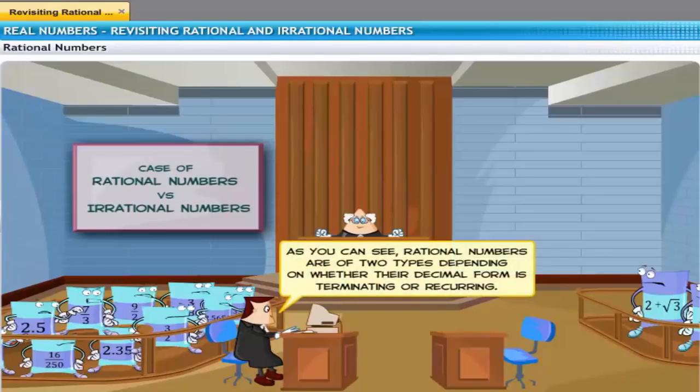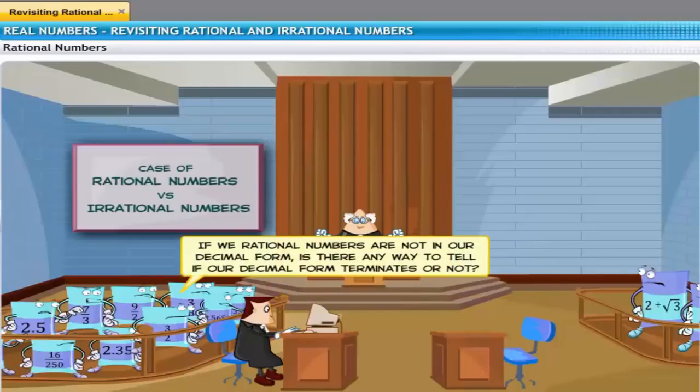Thus we see that rational numbers are of two types depending on whether their decimal form is terminating or recurring. If a rational number is not expressed in its decimal form, is there any way to tell whether its decimal expansion terminates or not?